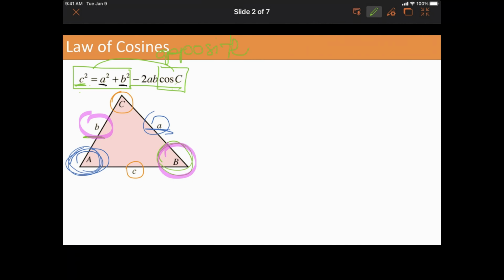And then the other two sides are the ones that flank the angle. So this is angle C. You can see a and b flank it. They're on the left side. So if I was given this angle and looking for that side, these two sides would be here, where they flank it. And we'll do an example so you understand that.